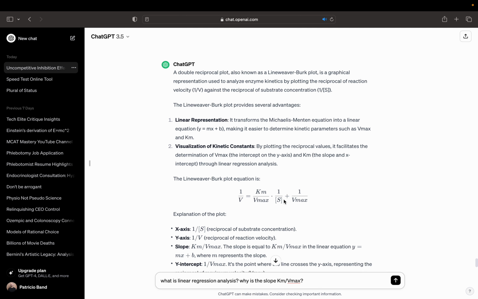What was the V equation relative to Vmax, Km, and S?